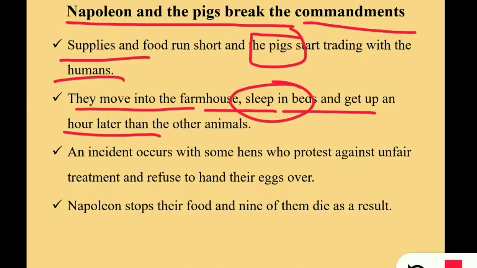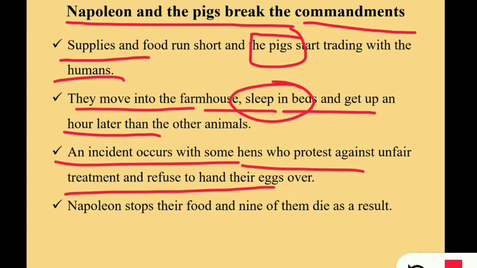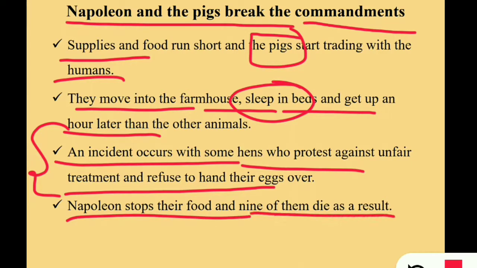An accident occurred with some hens who protest against unfair treatment and refuse to hand their eggs over. So again this tyranny, this torture, came back in this area. Napoleon stopped their food and nine of them died as a result.